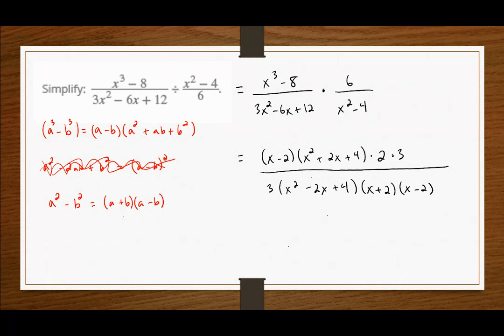So moving forward, I can see that, for instance, x minus 2 and x minus 2 are going to reduce. My 3's here will reduce. And I think that's really all I'm left with. Rewriting to get my solution, I've got 2 times x squared plus 2x plus 4 in the numerator, and the binomial x plus 2 along with the trinomial x squared minus 2x plus 4.